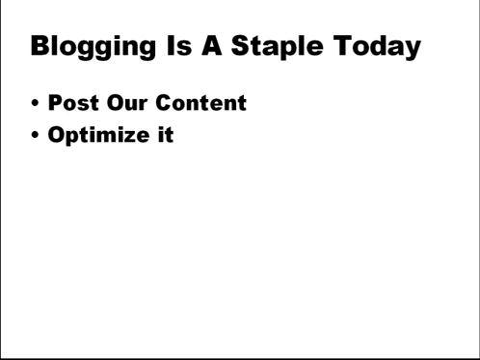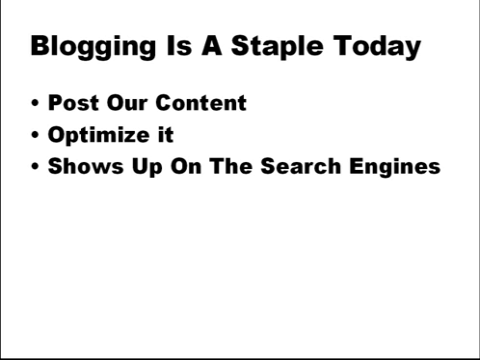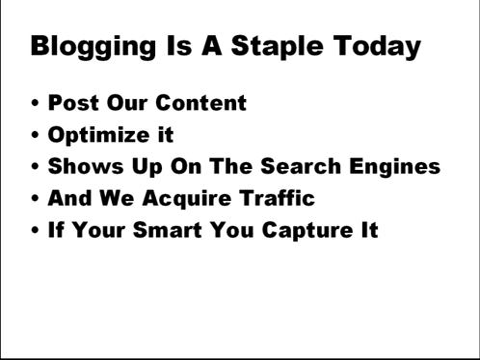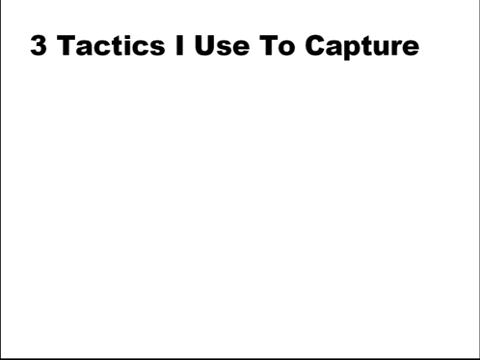Then you optimize that content so eventually it shows up on the search engines. If you can show up on the search engines, you'll acquire traffic. And if you're smart, you know how to capture that traffic. That's the big problem most marketers have when they have a blog. They have no clue that it's meant to capture traffic. I mean, it's cool you got 1,000 visitors a day to your blog, but who really cares if not any percent of them go on an email list of some type?